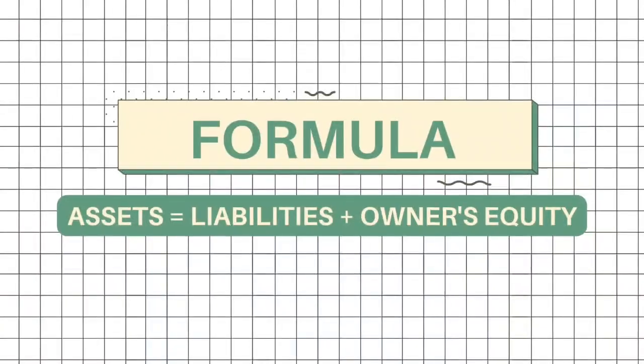The formula is assets equals liabilities plus owner's equity. This means that what a company owns, called assets, is financed by what it owes to others, called liabilities, plus what belongs to the owners, which is owner's equity. In simple terms, everything a business has comes from creditors or the owner.